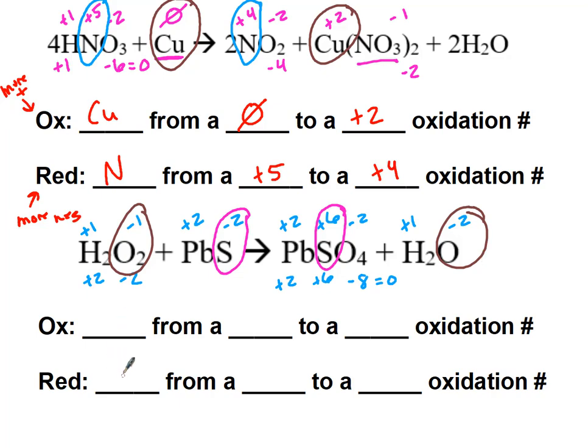Oxygen became more negative, so it was reduced. It went from -1 to -2. And sulfur went from -2 to +6. Something has to be oxidized if something is reduced. You can't have both substances gaining electrons or both losing electrons.